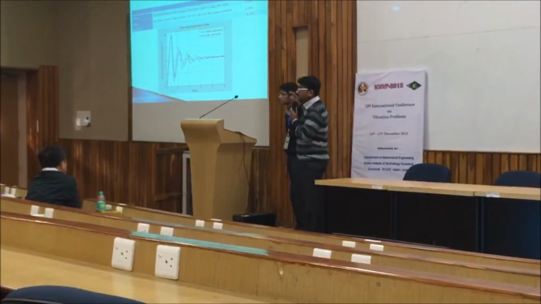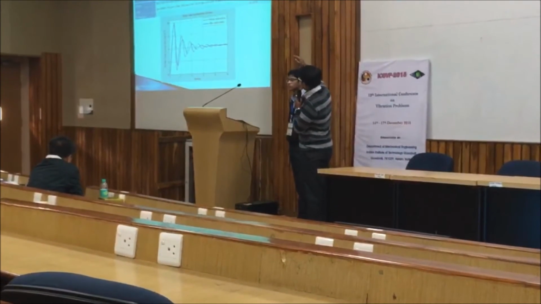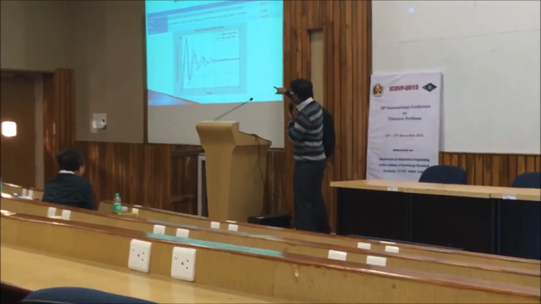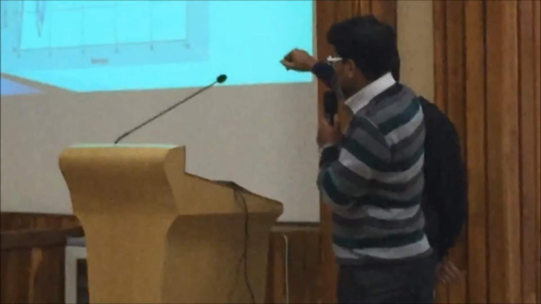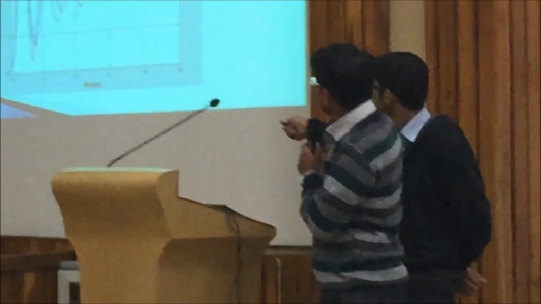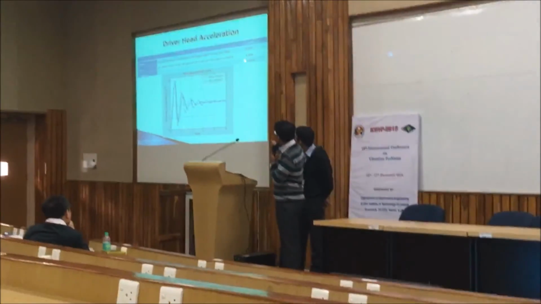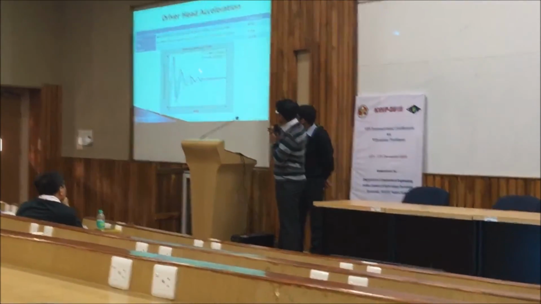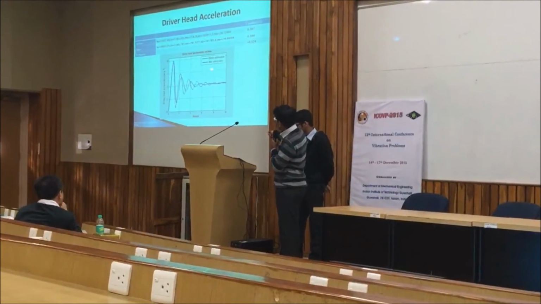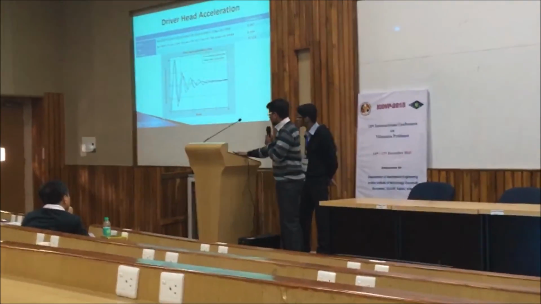The next thing is the driver head acceleration. Here the overall RMS acceleration ride comfort is decreased by 0.3%. This is due to the initial increase in amplitude. If you look at the after optimization blue graph, the amplitude is more than before optimization. So due to this, the value is decreased and the ride comfort is decreased. But if you see the drastic change in the amplitude afterwards, the damping after optimization is quite good compared to before optimization.